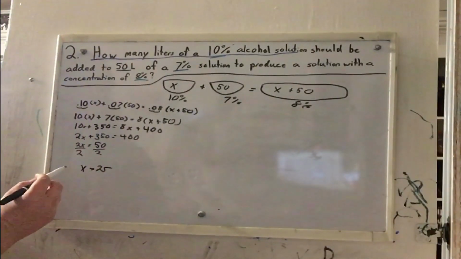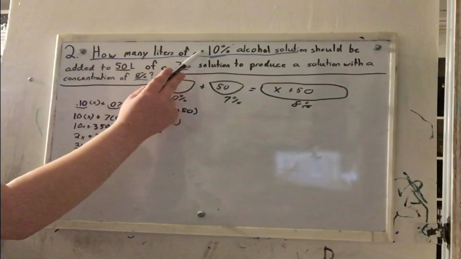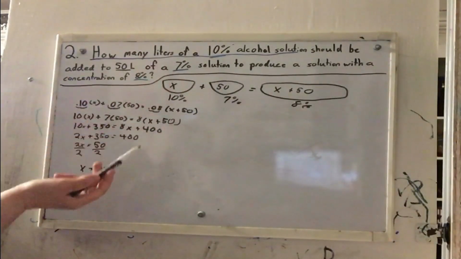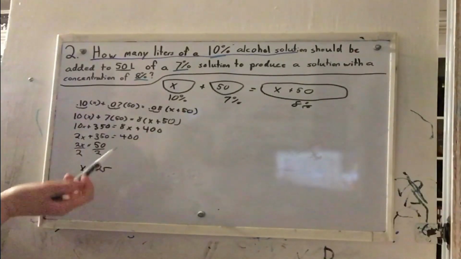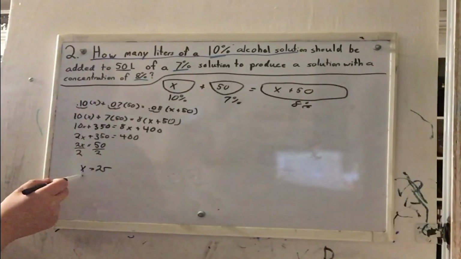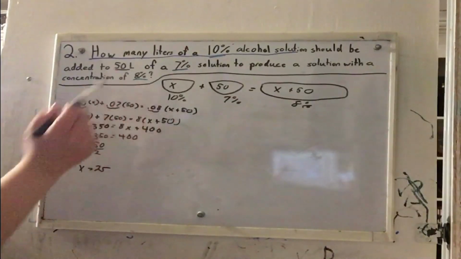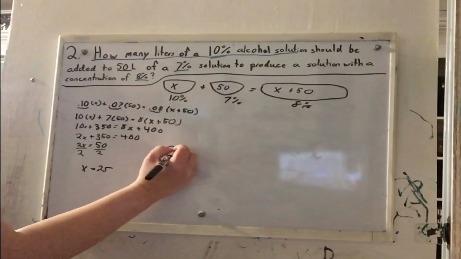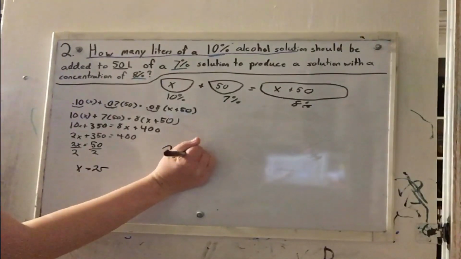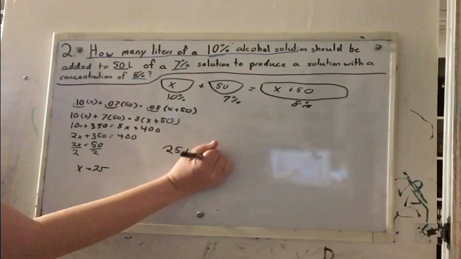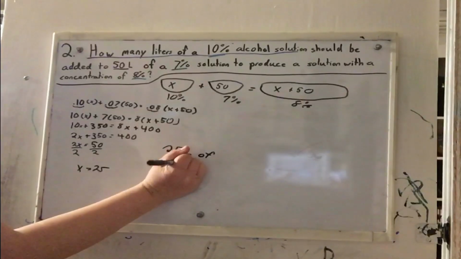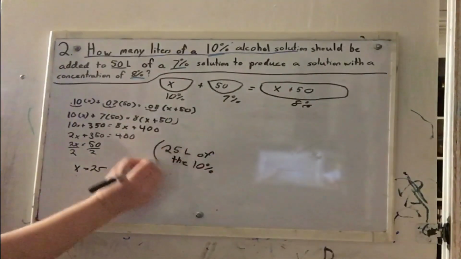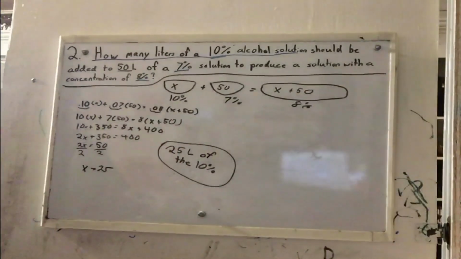Now let's see if we answered our question. We need to find out the amount of the 10% solution. And I believe that's what we did, because x and x are the same thing. So we need 25 liters of the 10% solution. That is our answer.